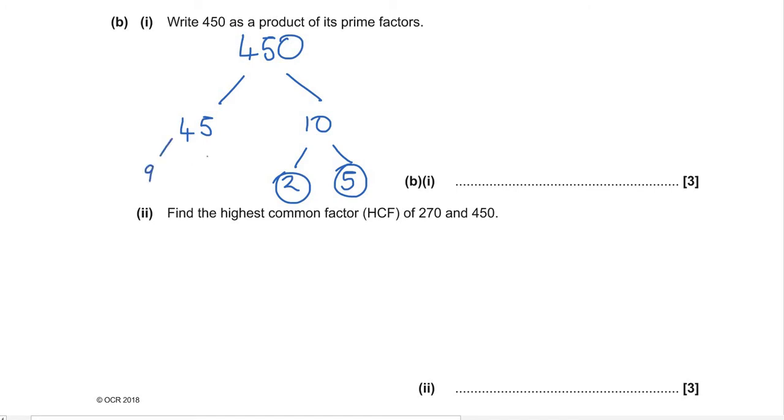45 can go to 9 and 5. 5 is a prime. And 9 goes to 3 and 3. So there we go. We've got 2, we've got 2 3s, that's 3 squared, and we've got 2 5s.